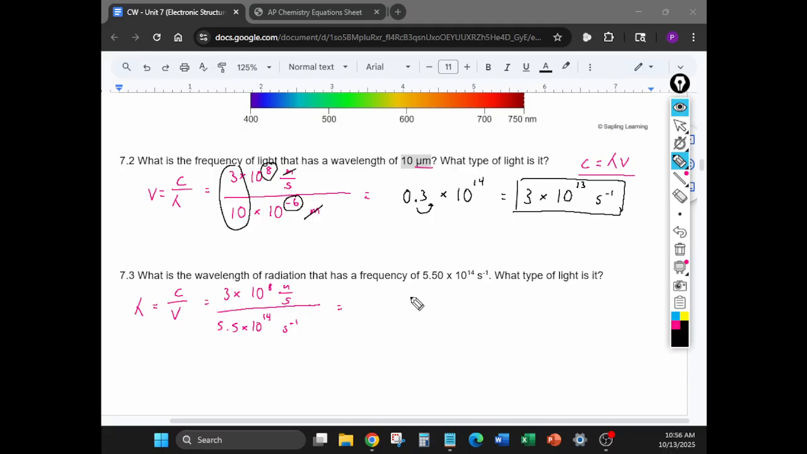Okay, let's go on to the next one. Next one is this right here. For this one, we don't need to do any conversions because we just have meters already, so these cancel out. And then you should get, for your final answer, 5.45 times 10 to the negative 7 meters. Okay, same rules for the calculations. All right, everybody good with the conversions? Or sorry, the calculations, my bad.